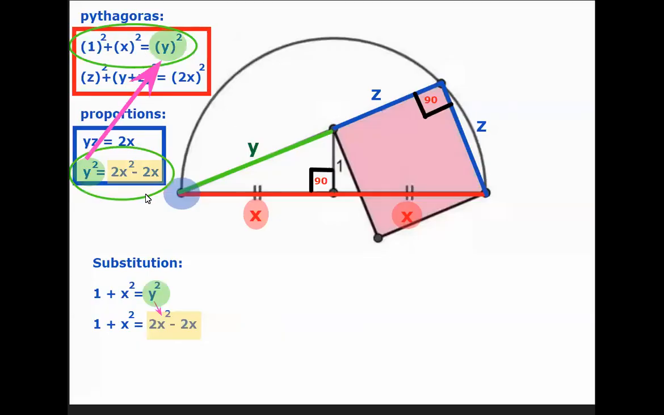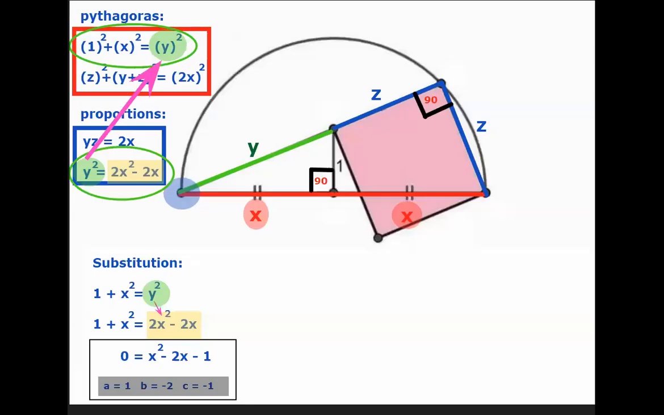So now I have these 4 formulas, but I want to solve for x. I want to know the radius of this amazing semicircle. So looking at the first Pythagorean equation, 1 squared plus x squared is y squared. And from our analysis with the cross product with proportions using the cosine, we have that y squared is 2x squared minus 2x. So I'm just setting them equal. 1 plus x squared equals 2x squared minus 2x. Now I have a quadratic equation, which I can solve by setting equal to 0. 0 equals x squared minus 2x minus 1.